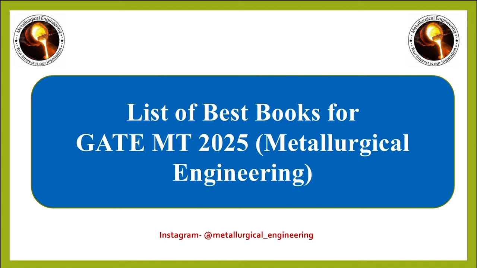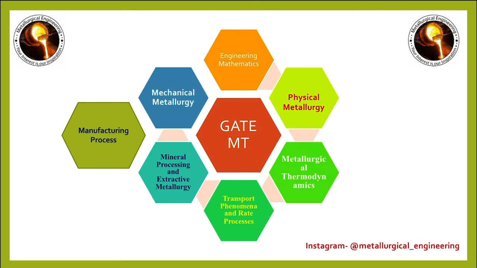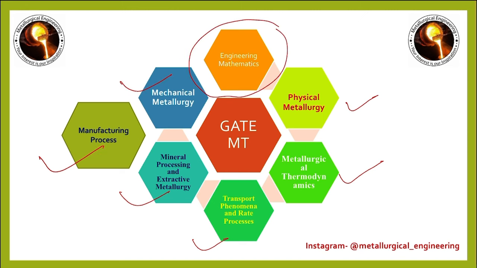In this video, we are going to see the list of best books for GATE MT 2025 for Metallurgical Engineering. So basically, in GATE MT, we have a total of 7 sections: physical metallurgy, metallurgical thermodynamics, transport phenomena and rate processes, mineral processing and extractive metallurgy, manufacturing processes and mechanical metallurgy, and finally engineering mathematics.